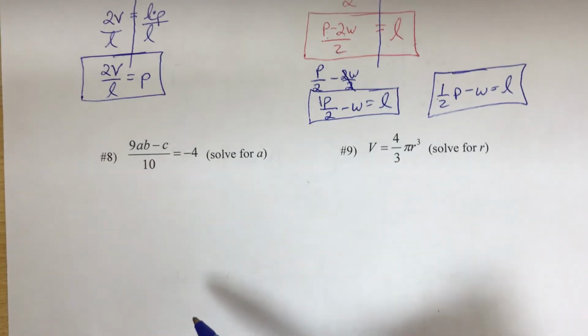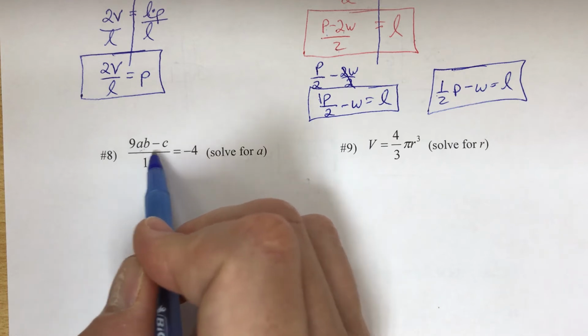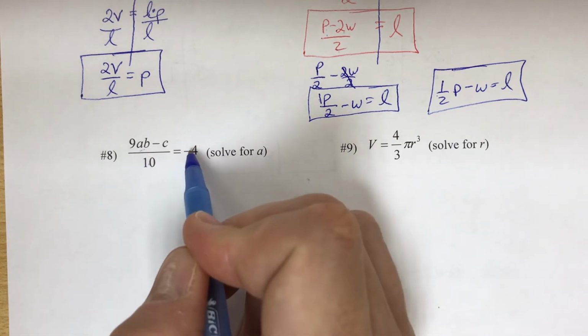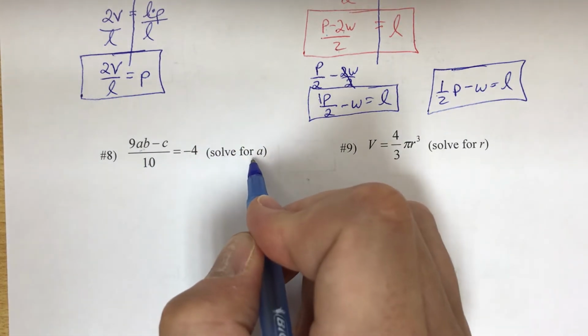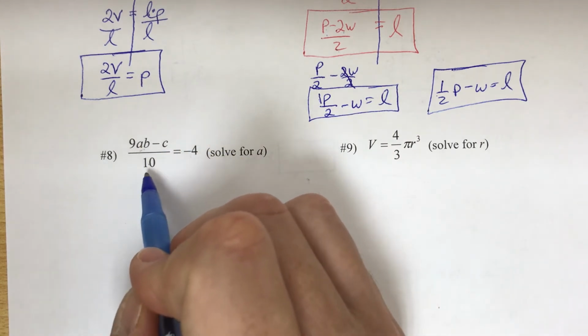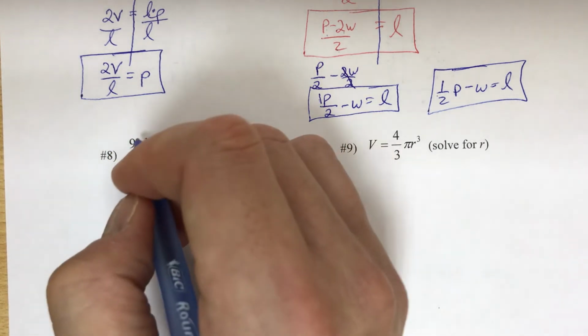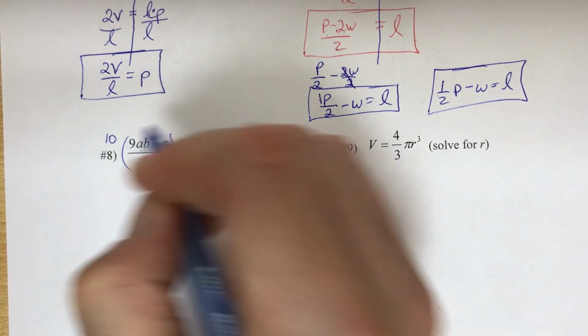All right, number 8's a little bit trickier here. 9 times a times b minus c divided by 10, all divided by 10, equals -4. Solve for a. So we want to get the a by itself. We got to move all of this to the other side. Let's start by undoing division. So I'm going to multiply both sides by 10.